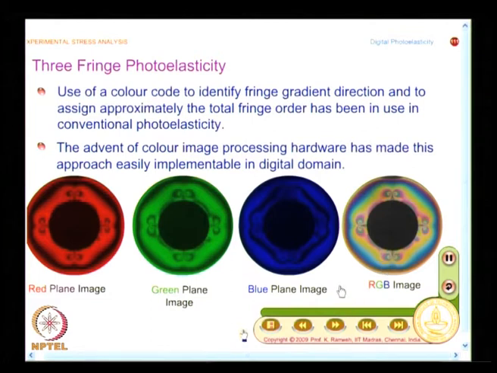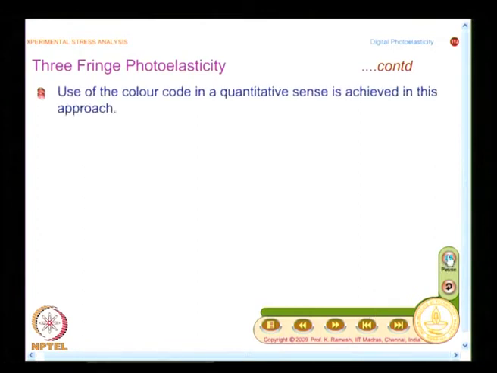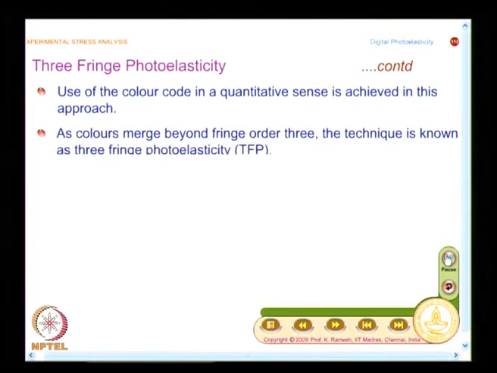And what is the methodology? The methodology is as follows. You aim at use of the color code in a quantitative sense, that is the focus. We have looked at the color code more from the viewpoint of identifying the fringe gradient direction. With digital hardware, it is possible to get the fringe orders in a quantitative manner with the color code.